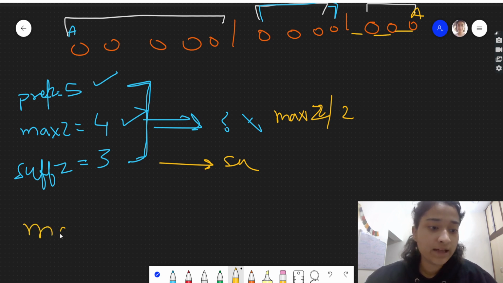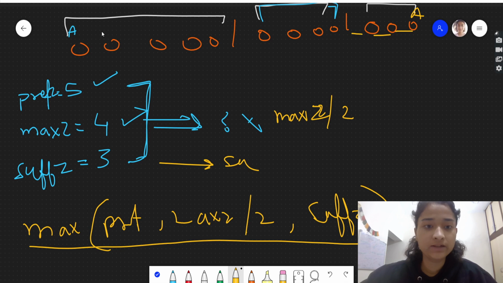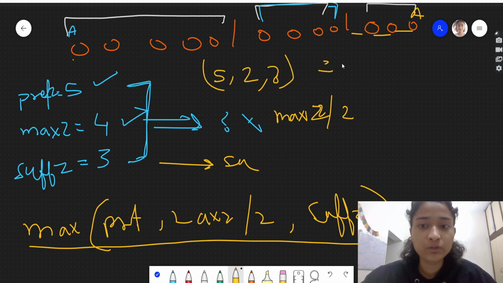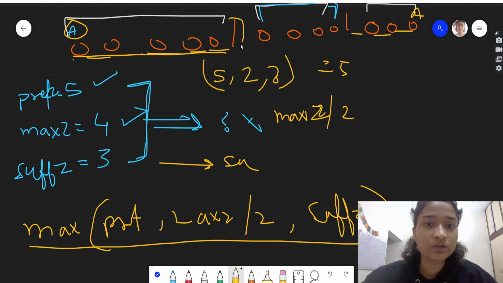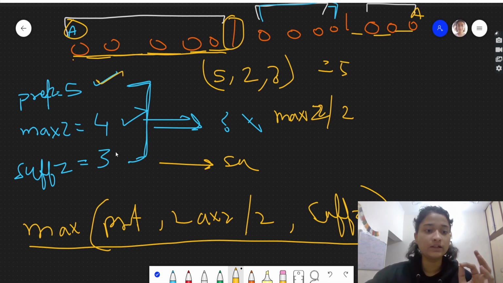So what we have to take at last is the maximum of whatever prefix zeros we have, whatever max zeros divided by 2 we have, and whatever suffix zeros we have. This will give us our answer. So here the maximum of 5, 4 divided by 2 which is 2, and 3. The maximum distance will come out to be 5. So Alex will sit here, 1, 2, 3, 4 and 5. This is the max distance between Alex and the closest person. I hope you understood this approach. This approach is very simple. We just need to take care of the prefix zeros and the suffix zeros.